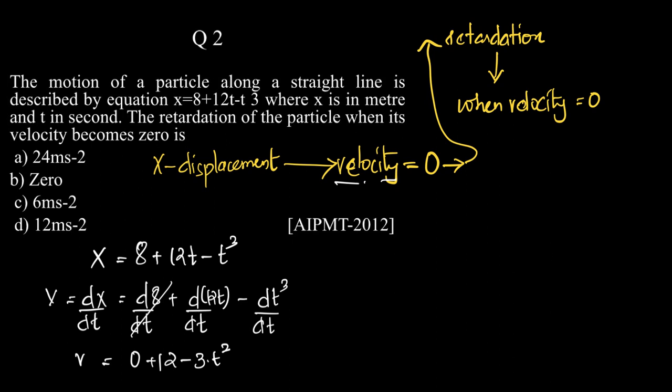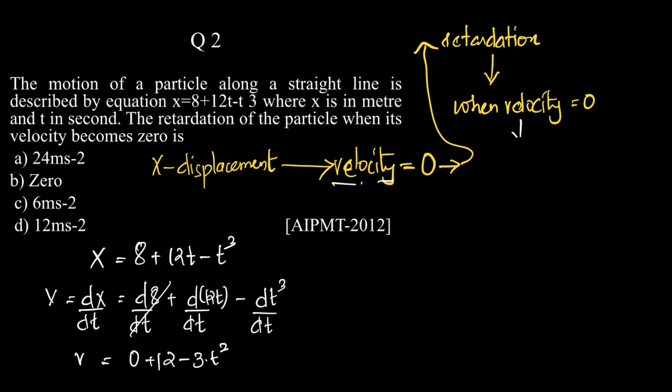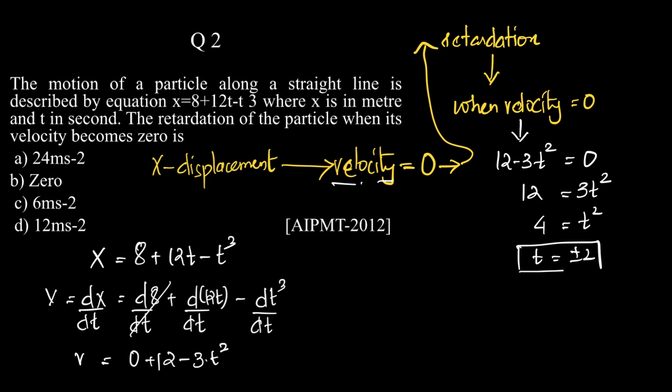Okay. Now, when velocity is equal to 0, we can write that 12 minus 3t square is equal to 0, which means 12 is equal to 3t square, which means 4 is equal to t square, and therefore t is equal to plus or minus 2, out of which minus 2 doesn't make sense, and therefore t is equal to 2 is what we get. But the question is not to find out the time at which velocity is 0.